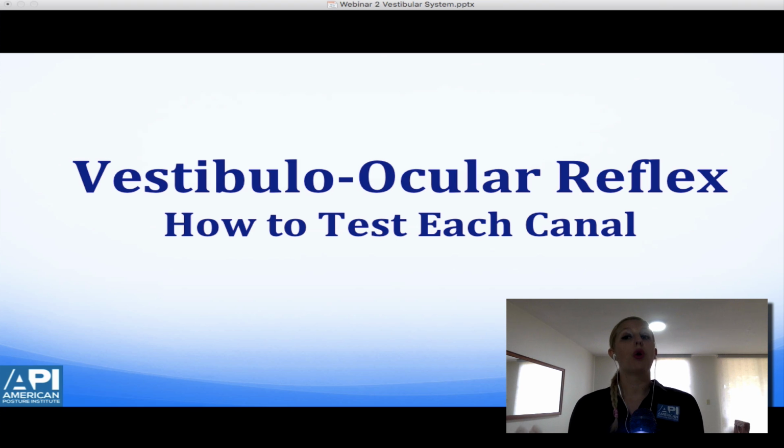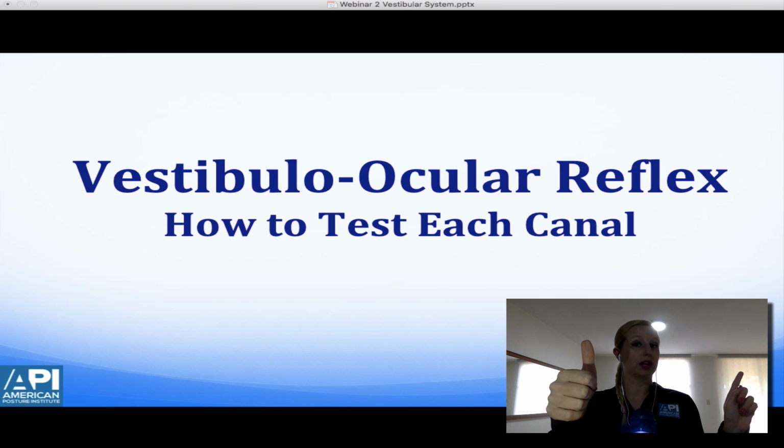So essentially, with the horizontal canals, how do you test VOR of the horizontal canals? Just like I was doing. So if my nose goes to the right, okay, I'm testing the right horizontal canal. If my nose goes to the left, I'm testing the left horizontal canal.